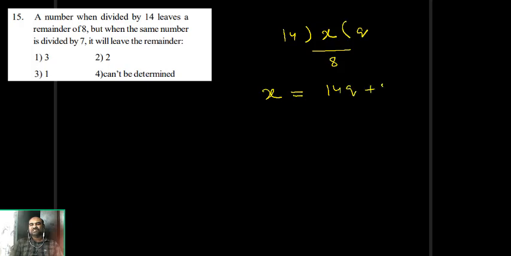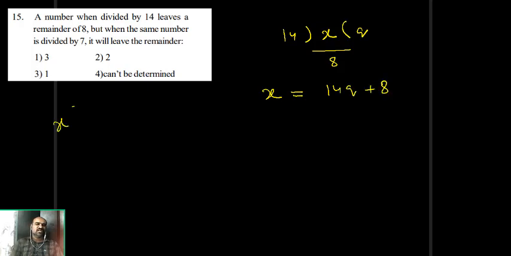A number when divided by 14 leaves a remainder 8. You don't know what that number is, but divided by 14 it leaves 8 as a remainder. Let Q be the quotient. But when the same number is divided by 7, what will be the remainder? Interesting question. Let us assume that x is the required number, x divided by 14, let Q be the quotient, 8 the remainder. By the division algorithm, I can write x equals 14Q plus 8.